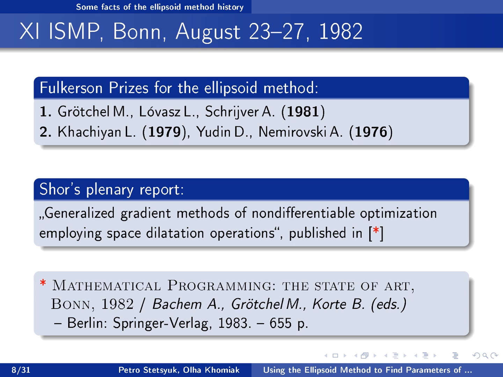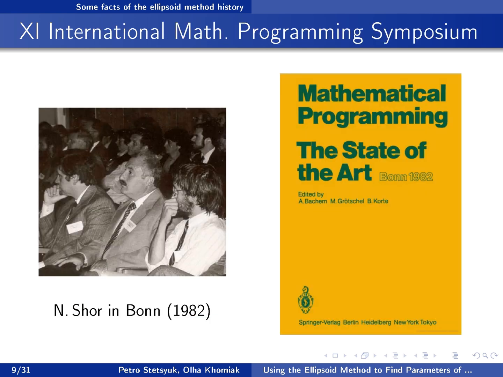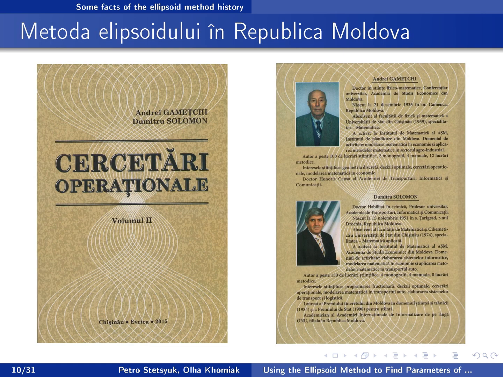This article is a little more than 20 pages long and is still relevant. The fifth slide shows a photo of Naum Zuselevich in Bonn, where he listens to one of the plenary lectures in the company of colleagues on mathematical programming methods. On the right side of the slide we see the title page of those selected works that were published as a result of the symposium.